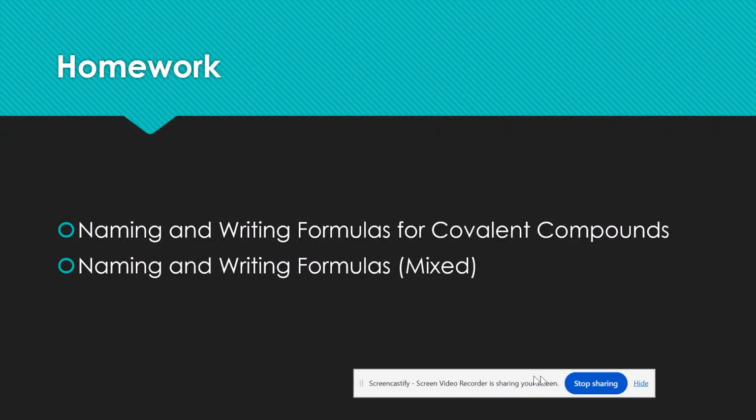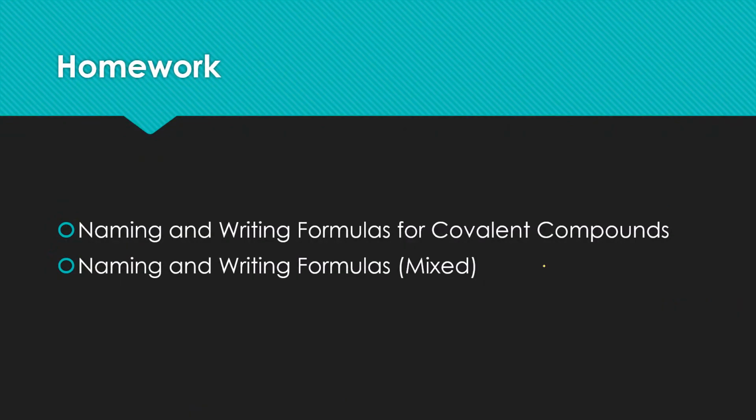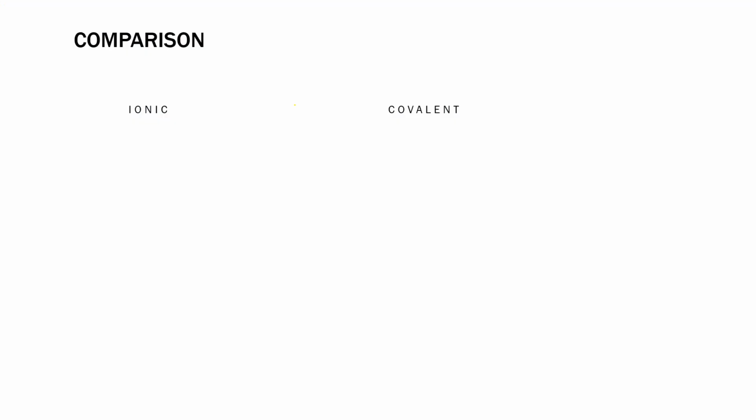I forgot one thing as part of this lesson. So the last thing I said was we're doing the naming and formula writing for mixed, and I want to know, how do you know which one's which? So if I need to do a comparison of ionic and covalent, what am I looking for? Well, the first thing I know that's different about them is ionic compounds consist of electrons being transferred, and covalent compounds consist of electrons being shared. You really can't tell that by the formula, but you know that's what happens.